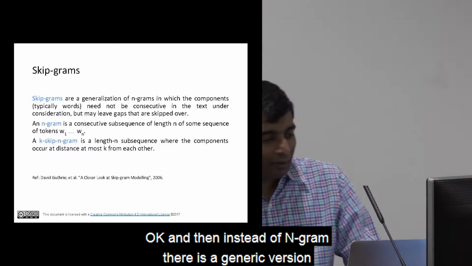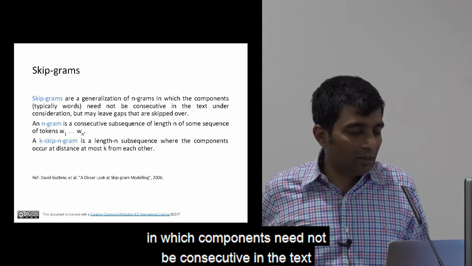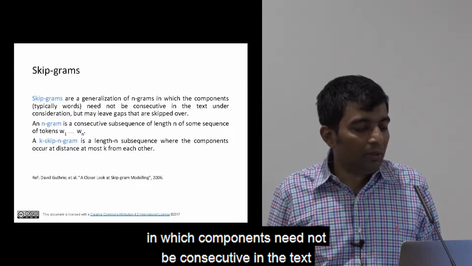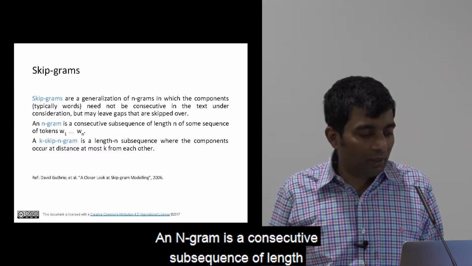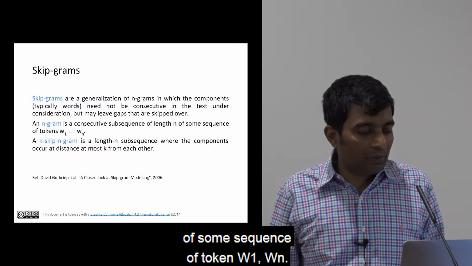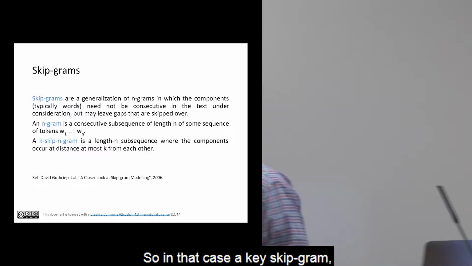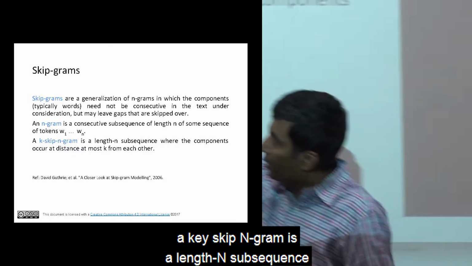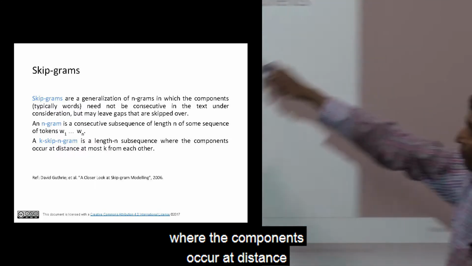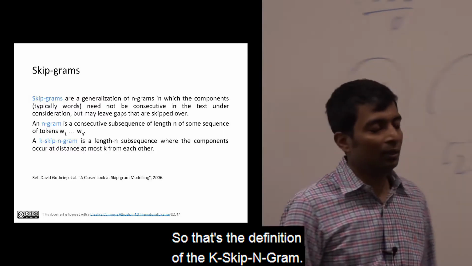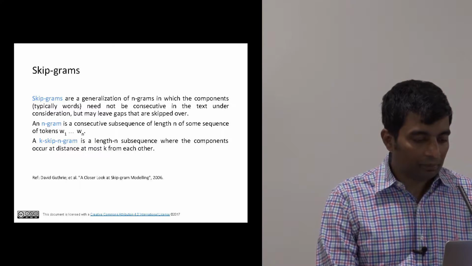Instead of n-grams, there is a generic version called skipgram, which is a generalization of n-grams in which components need not be consecutive in the text under consideration, but may leave gaps that are skipped over. An n-gram is a consecutive subsequence of length n of some sequence of tokens W1 to Wn. A k-skip n-gram is a subsequence of length n where the components occur at a distance of at most k from each other. That's the definition of the k-skip n-gram.